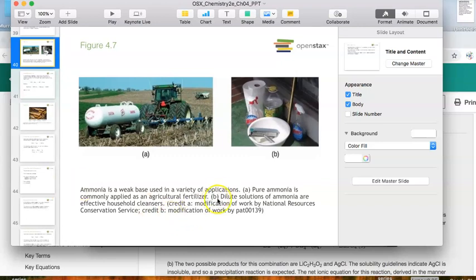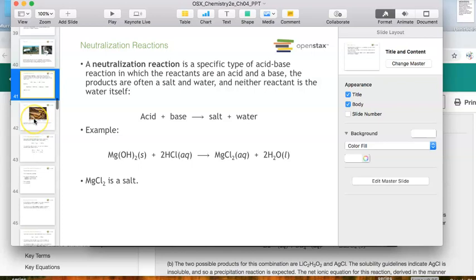It's used in fertilizers. It's used in household cleaners like Pine-Sol and Windex. It has that characteristic odor that some people think smells clean, but there's usually a lot of other reagents in there, so you don't have that strong ammonia smell that builds up, because that can be problematic since it can react with other household cleaners as well.